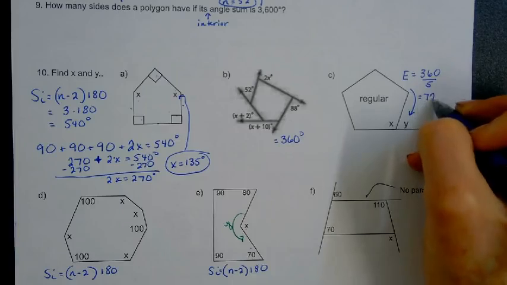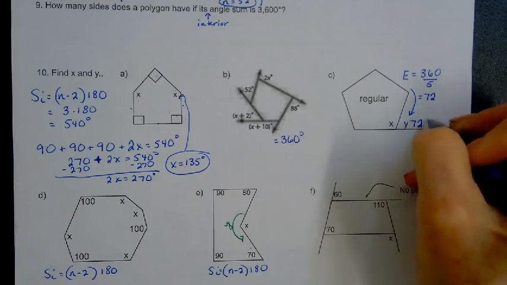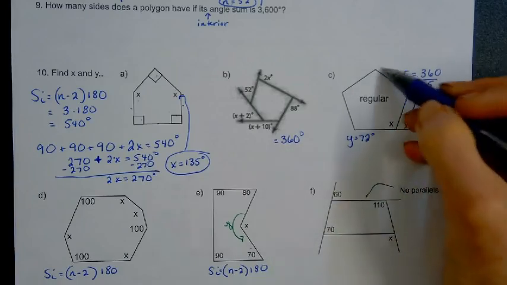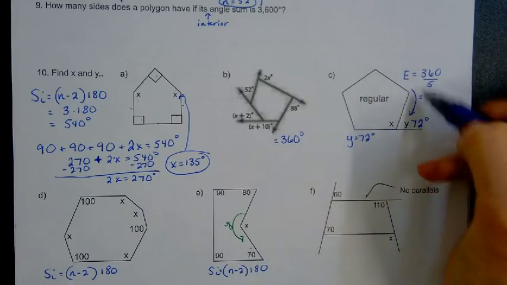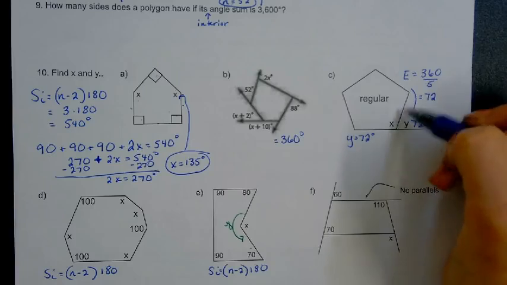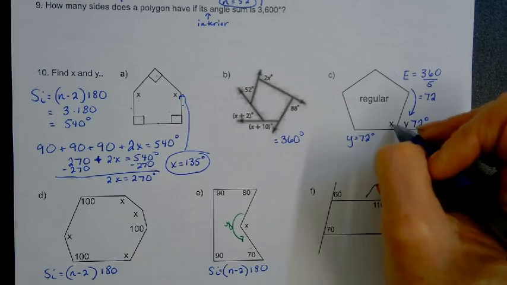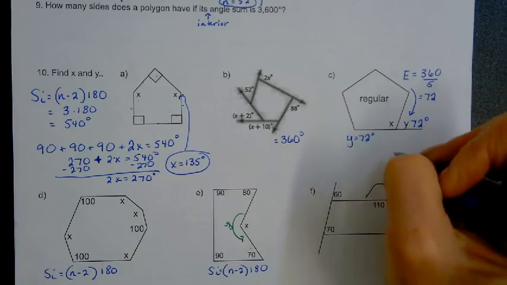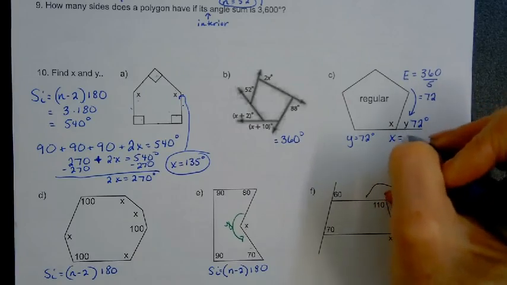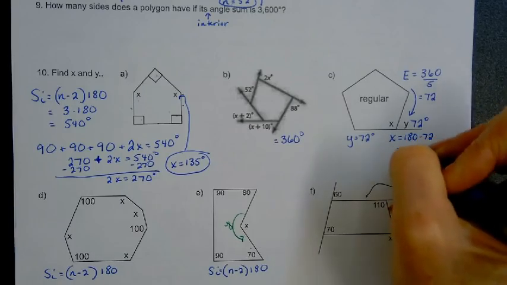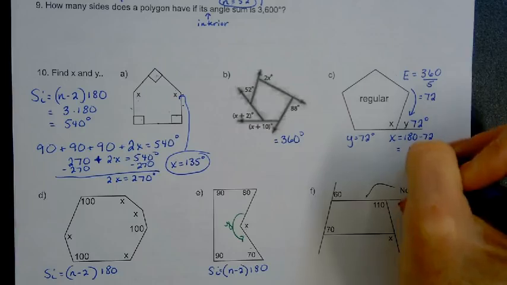So y equals 72. Now this is a regular pentagon, so all of the exterior angles are 72. And all the interior angles are going to be the same also. So we know that if this is 72, these two have to add up to 180. So x equals 180 minus 72. And that means it equals 108. So we've solved for x and we've solved for y.